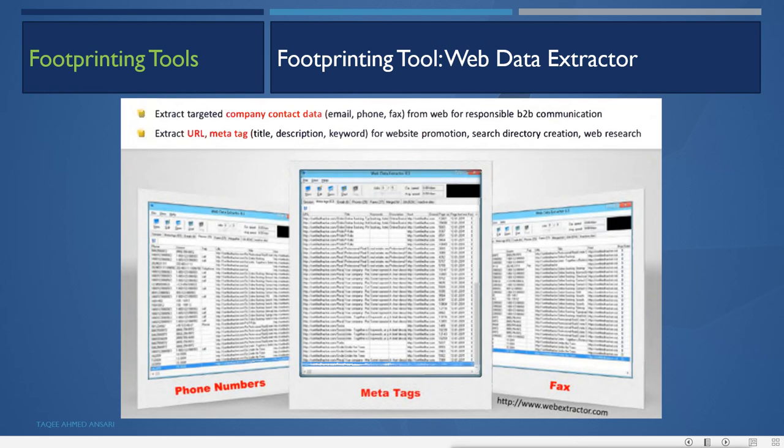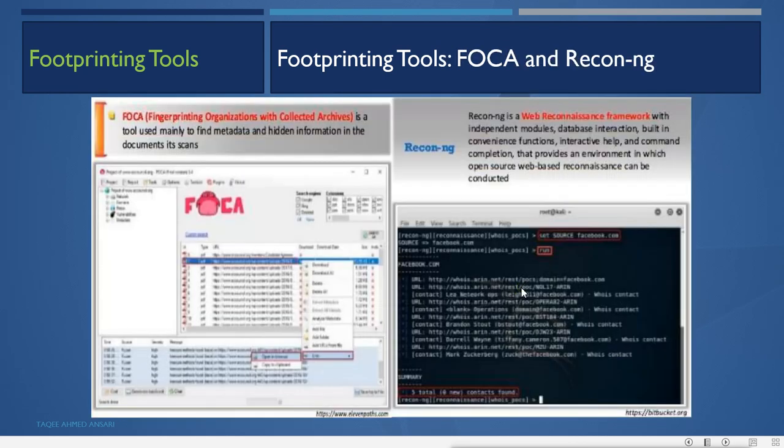Then we have FOCA. This is Fingerprinting Organizations with Collected Archives, a tool used to find metadata and hidden information in the documents it scans. So you can just give the document here and it can scan the document for information. It can also do other things. This is also a graphical tool.